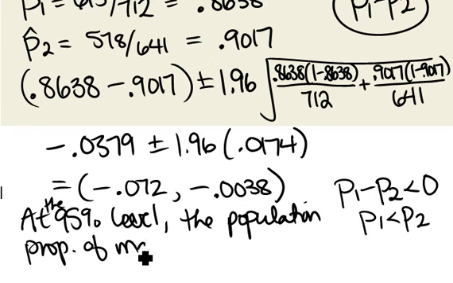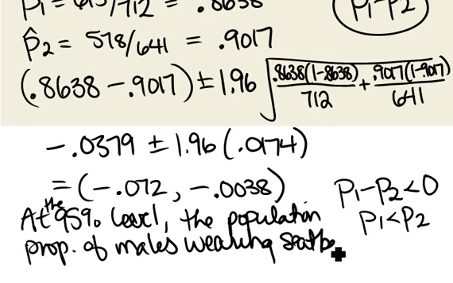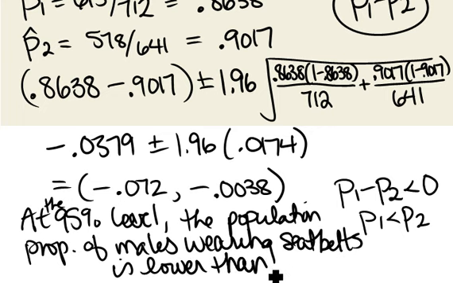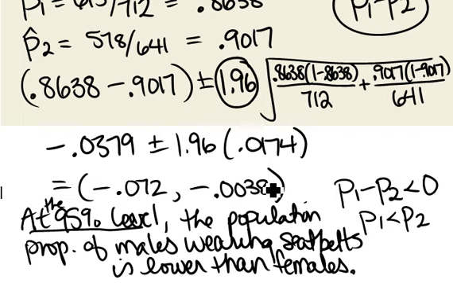of males wearing seatbelts, which was group 1, is lower than females. And it's important that we're stating which level we've come to this conclusion at, here at the 95% level, because if we were to change our confidence level, we would change the z-value, which would change our resulting interval, and it might result in a different conclusion.